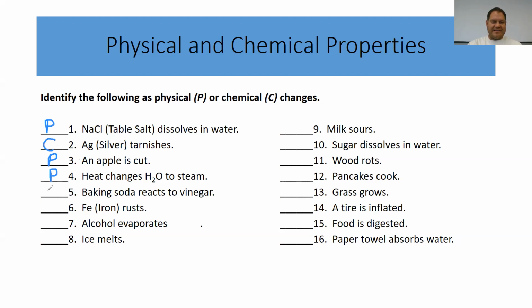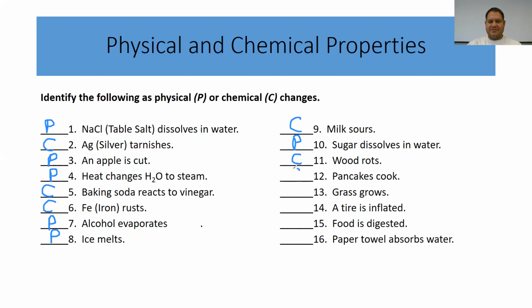Baking soda reacting, again, that term reaction is chemical. Iron rust is chemical. Alcohol evaporating is physical. Ice melting is also physical. Soured milk, ooh, chemical. Definitely changes into something different. Sugar dissolving in water, we've already looked at that, it's physical. Wood rotting, it's like burning in a way. It's breaking down into something new, so it's chemical.